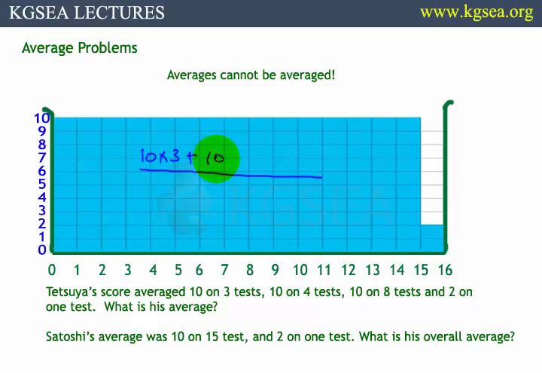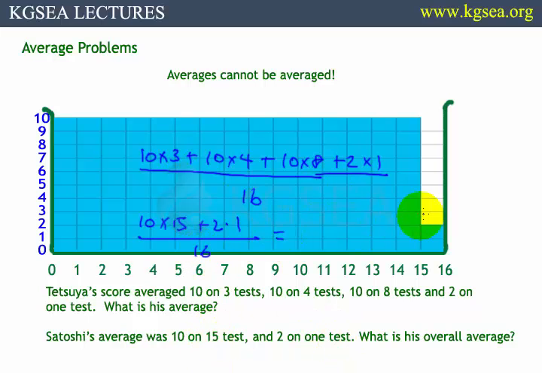And then he got an average of 10 on 4 tests, and an average of 10 on 8 tests, and 2 on 1 test. That divided by 16 is the answer. Now let's do the bottom one here. Satoshi's average was 10 on 15 tests and 2 on 1 test. How many tests is there? 1 and 15 and 1 makes it 16.